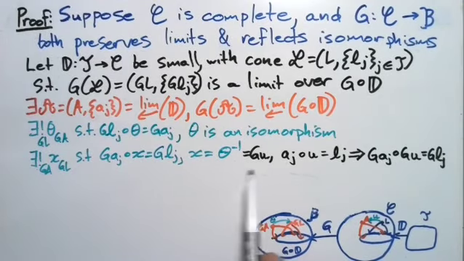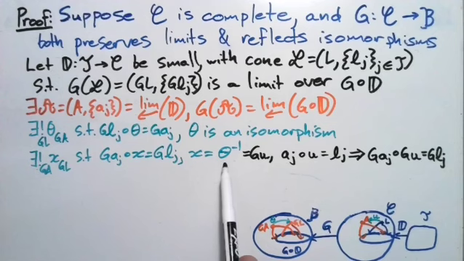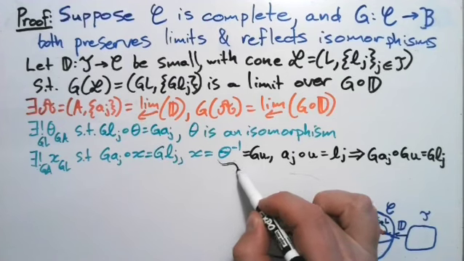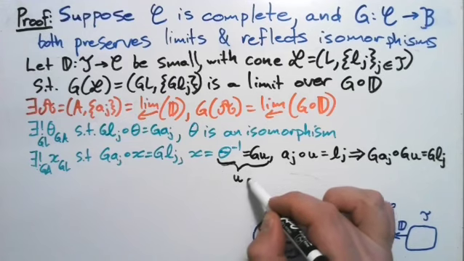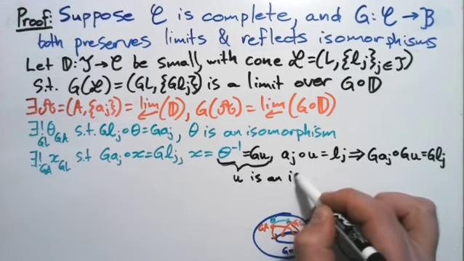But what does this mean? This is saying exactly that we have a one-legged cone, right? U can be thought of as a one-legged cone over the diagram containing only A, and it maps into an isomorphism. So that's exactly the conditions that we need to satisfy the property of reflecting isomorphisms. So we know that since it maps into an isomorphism, it is itself an isomorphism. So this equation here implies that U is an isomorphism.